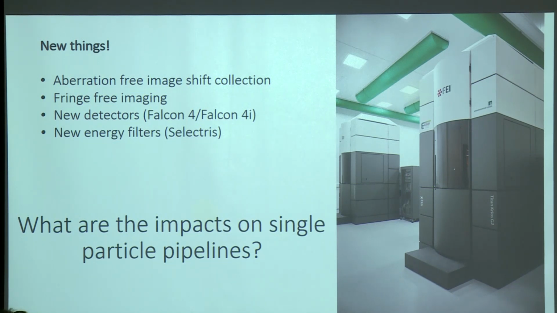Fringe-free imaging is a hardware modification on your microscope, where you can basically get a smaller illuminated area around where you want to take a picture, which means you can take more micrographs in a particular region. We've had new generations of direct electron detector come online, so Falcon 4, Falcon 4i, and also new energy filters in Selectris.